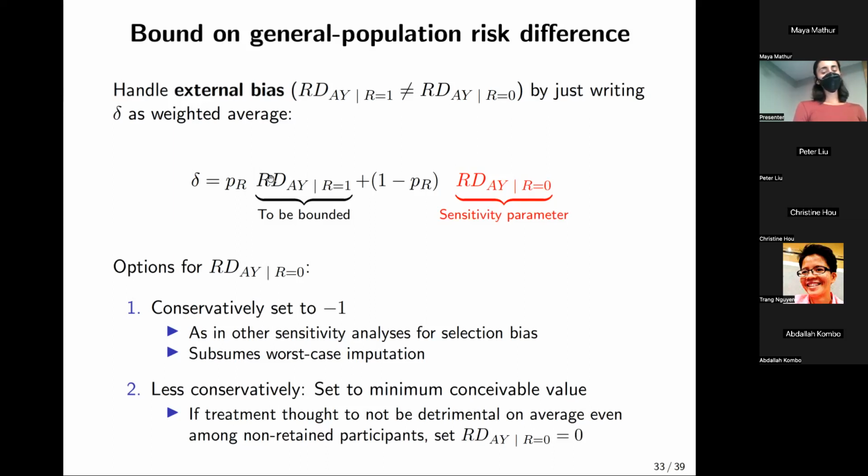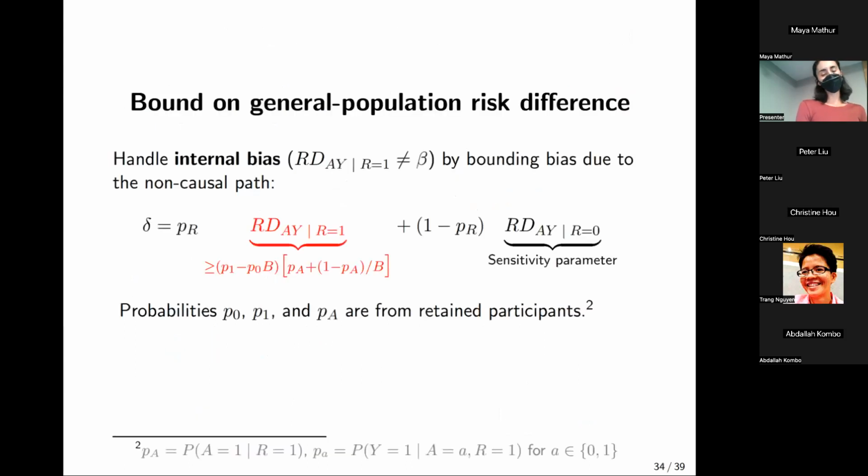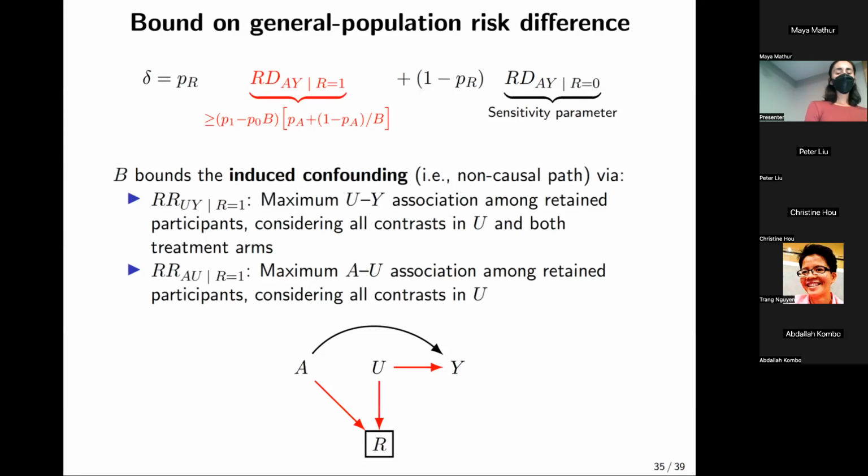Okay, what about this other component? Well, this one is interesting because we actually have some information about the retained participants, right? We measure something about them, but it could be subject to internal bias. And so, I won't get into the details here, but basically this one can be bounded using some relatively simple proportions from the sample. These are the P terms, as well as something called B, which is a bias factor. Basically, B tells us something about the strength of relationship between unmeasured variables and the selection indicator, as well as the outcome Y.